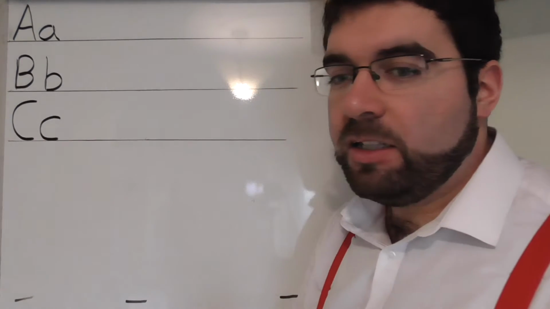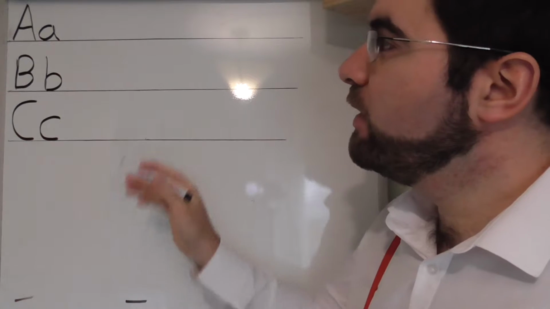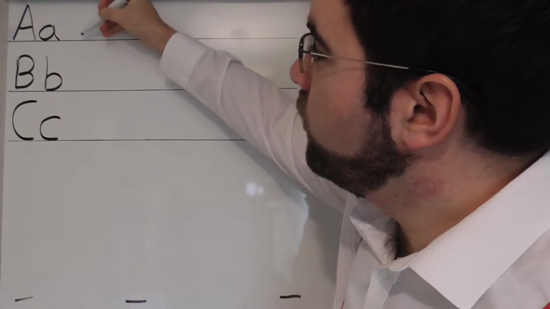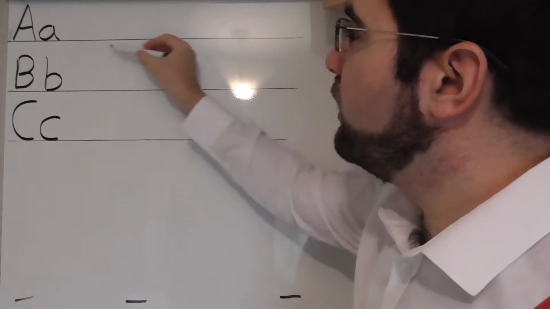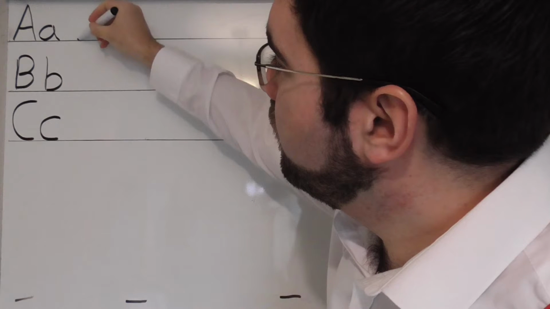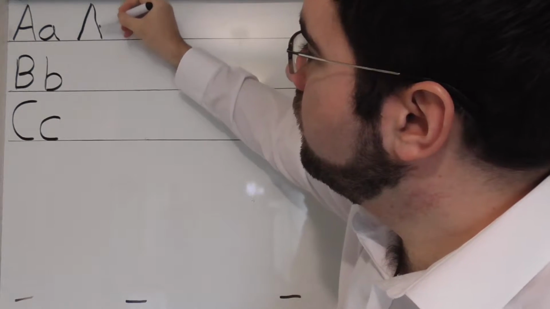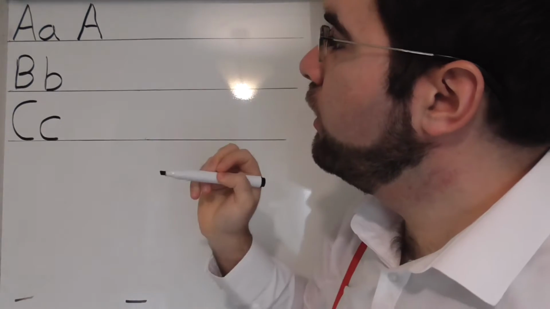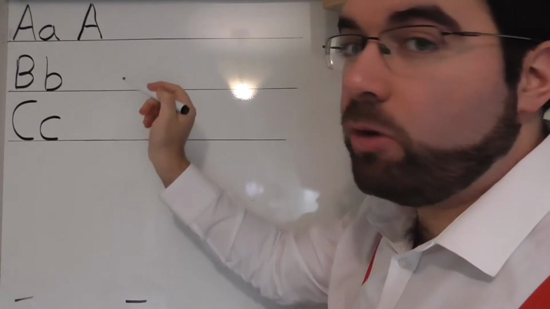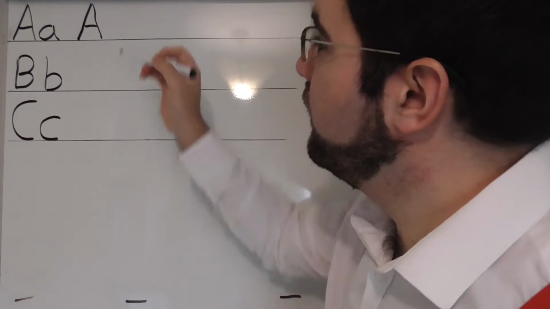Okay, so let's look at ABC. Let's get started. So A, we want to start at the bottom. We have these nice lines here, a very good reference. Start at the bottom, work our way up and down and then across. A, nice and consistent. Up, down, across. Uppercase, and then have a lowercase a.